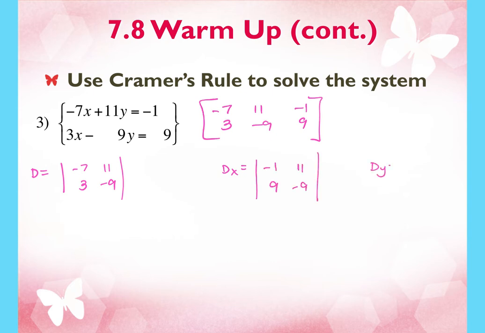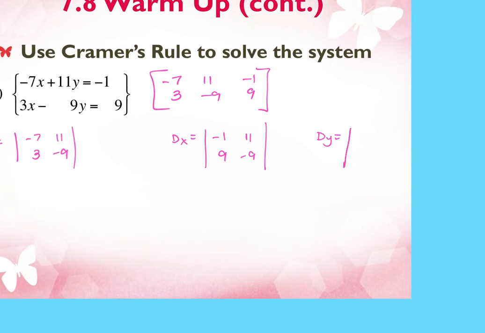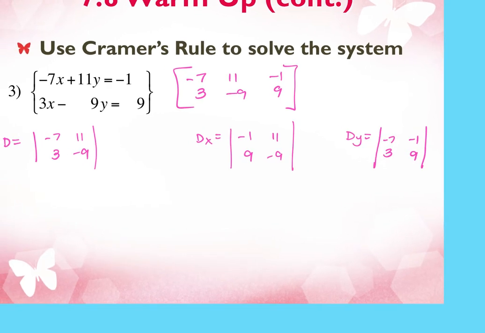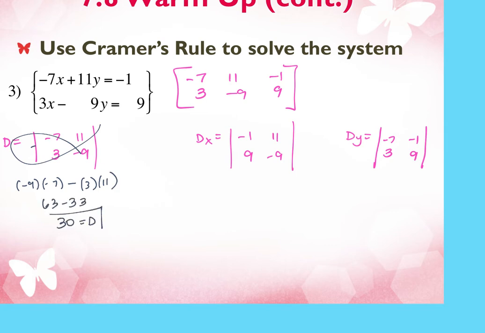And then Dy, leave the X's, and put the constants in the place of the Y's. And then we go and do the determinant each time. So the Jesus fish, -9 times -7 minus 3 times 11, 63 minus 33, which is 30. Same thing for Dx, -9 times -1 minus 9 times 11, and I get 9 minus 99, which is -90.